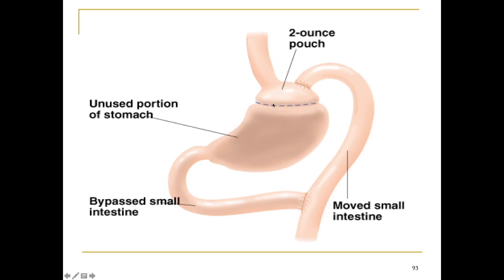And then this is the gastric bypass again. You have a 2-ounce pouch here. You've attached the small intestine up to the top. And this is the bypassed small intestine here.